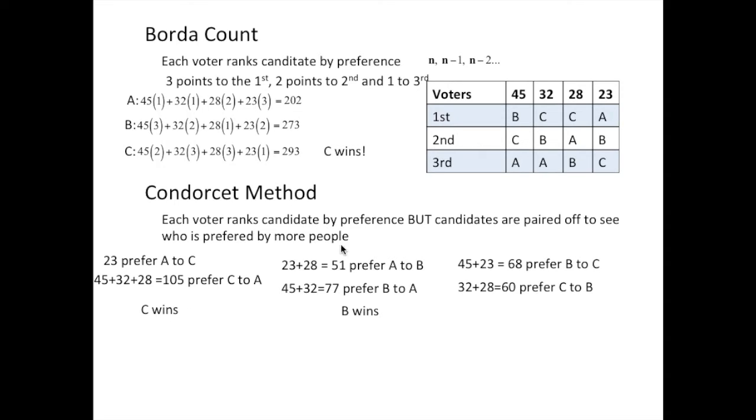Okay? Between A and C, C wins. Between A and B, B wins. But between B and C, B wins. So altogether, B wins. So B wins totally. Then we have the elimination method.